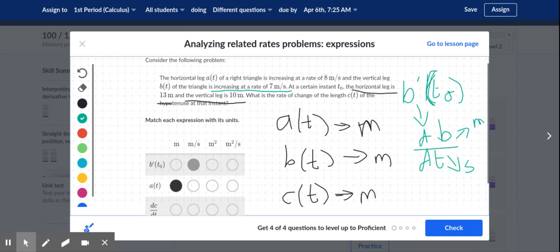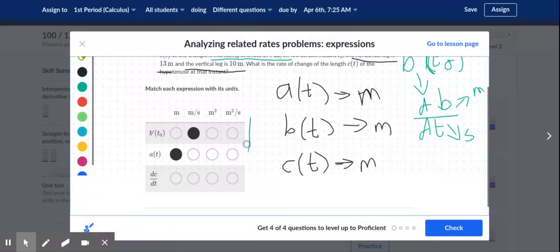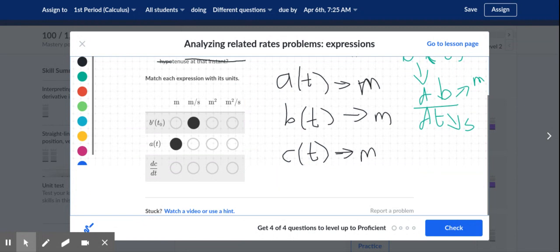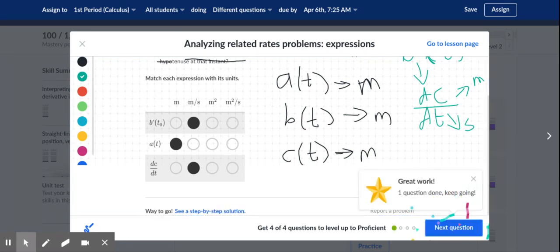So if I'm talking about dc dt, if I was already able to explain and make sense of why C of t would be in meters, then that's the same thing I'm doing here with this problem, except I'm going to replace that with a C now. So that one will also be meters per second. And that's all there is to it.